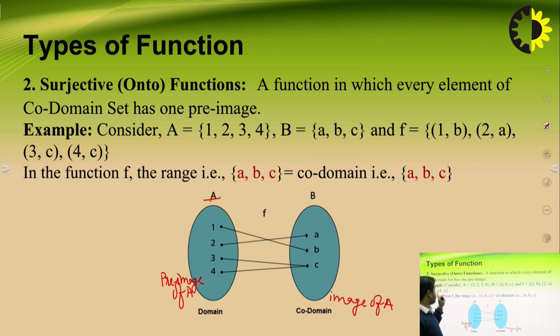So we are considering set A as 1, 2, 3, 4 and B as a, b, c, and the function relates 1 to b, 2 to a, 3 to c and 4 to c. So the range of the function is a, b and c, and these 3 are connected to set A. So these 3 are the range of this function. So the codomain is a, b, c.